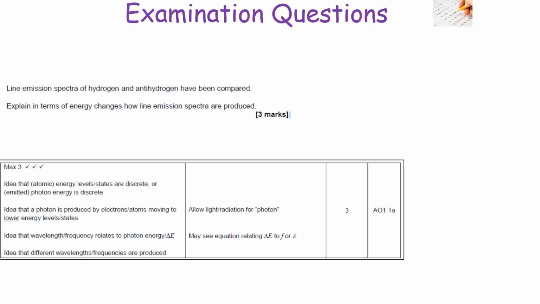So what you would say is that all atoms have energy levels which are discrete, so therefore emitted photon energy is going to be discrete values. So you know that emission is going to be produced when electrons are moved from a higher energy level to a lower energy level. Remember, absorption is lower to higher, and emission is higher to lower. So therefore we know that the difference between the two energy levels is going to link into the energy of the photon, which then links into the wavelength and frequency of the photon, which is given in your spectra.